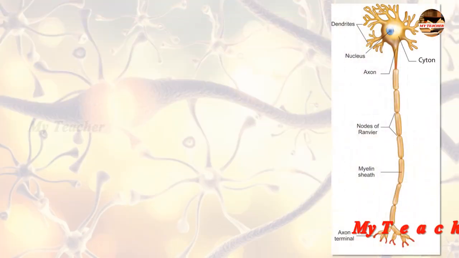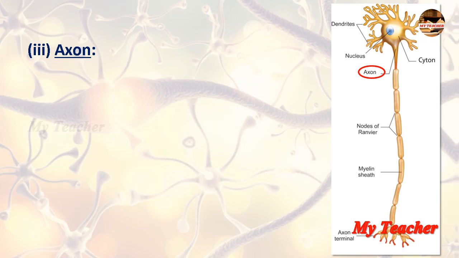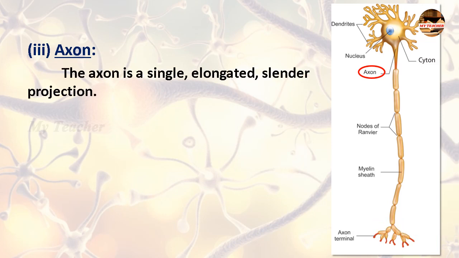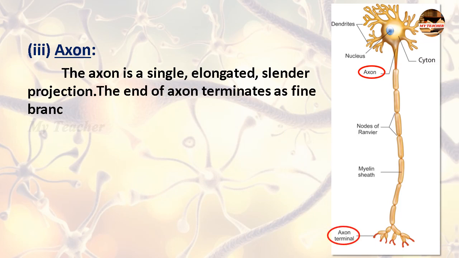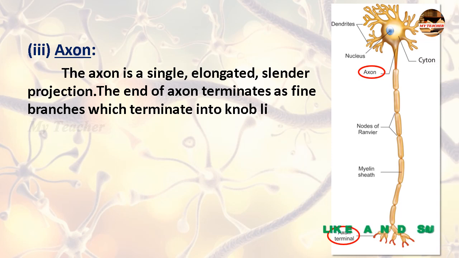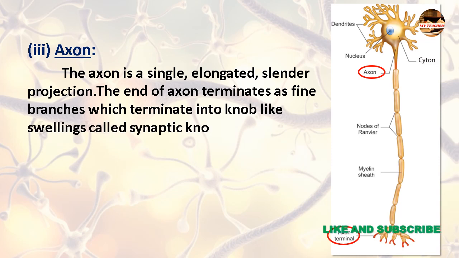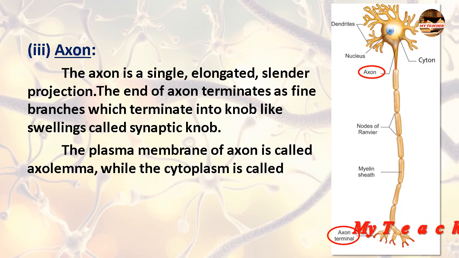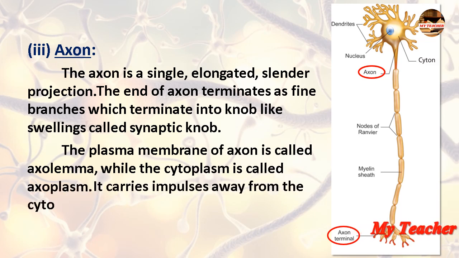Third part of the nerve cell is axon. The axon is a single elongated slender projection. The end of the axon terminates as fine branches which terminate into nerve-like swellings called synaptic knobs. The plasma membrane of axon is called axolemma while the cytoplasm is called axoplasm. It carries impulses away from the cyton.